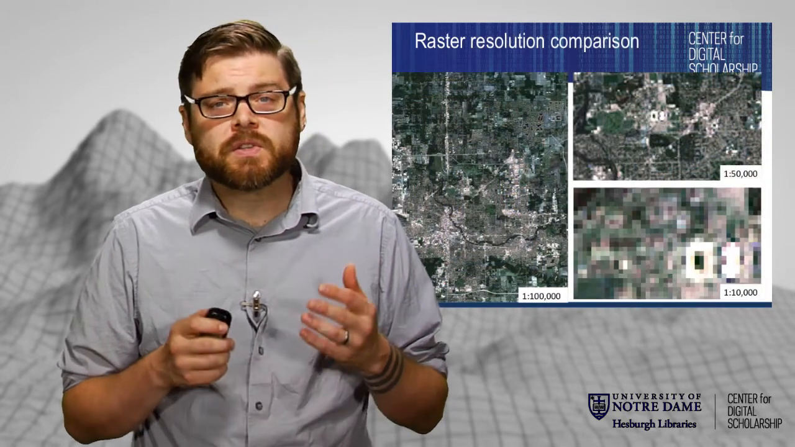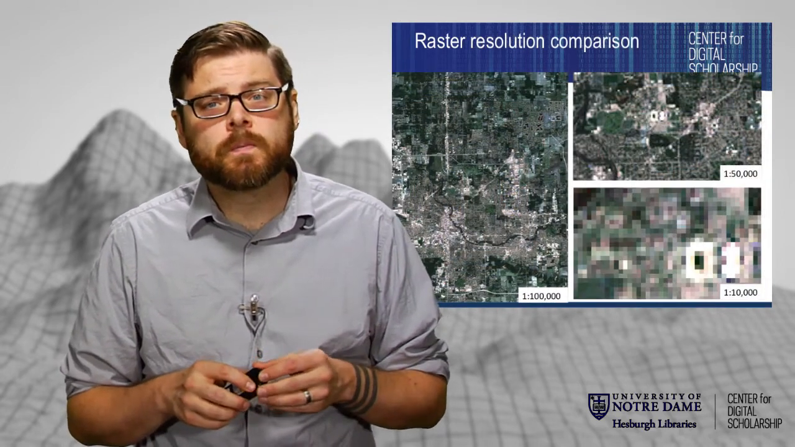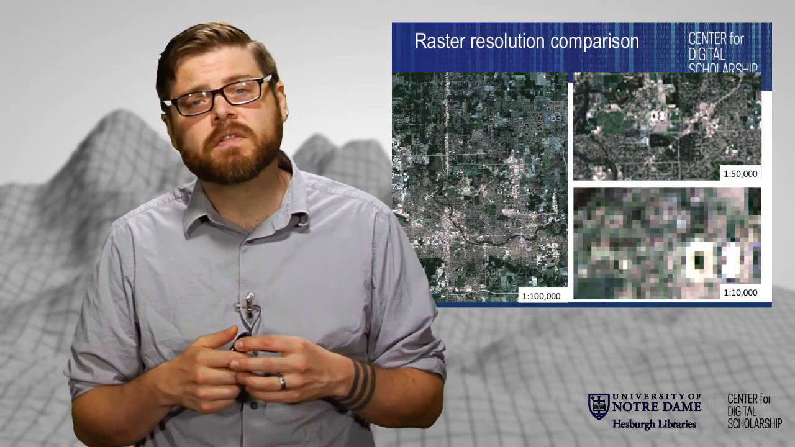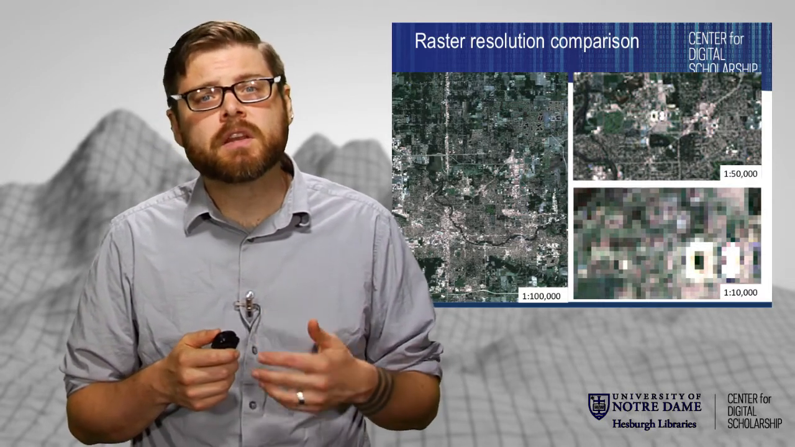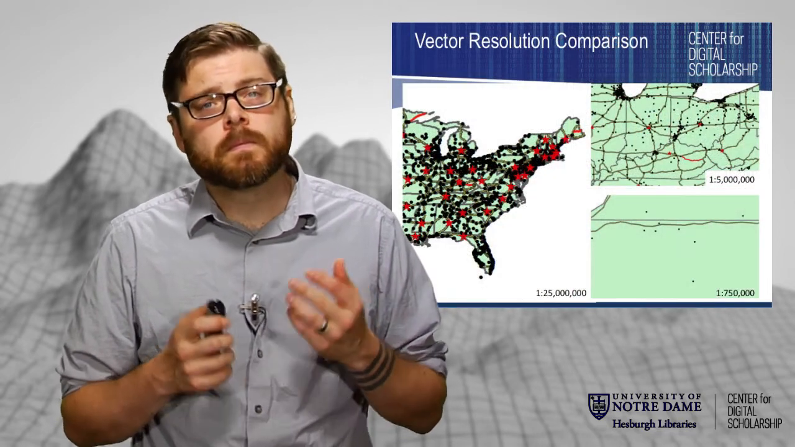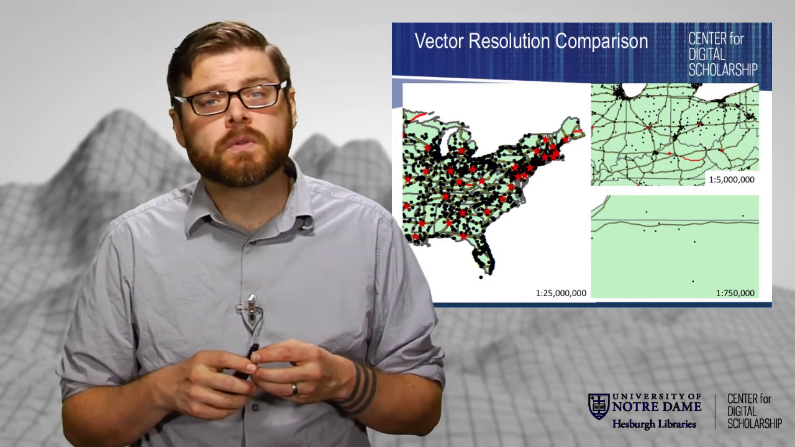Now, raster resolution, as we talked about in Module 2, is going to lead to a pixelization of the image as you zoom in and out. Raster data are not particularly flexible with regard to scale. However, vector data, conversely, are very flexible with regard to scale.